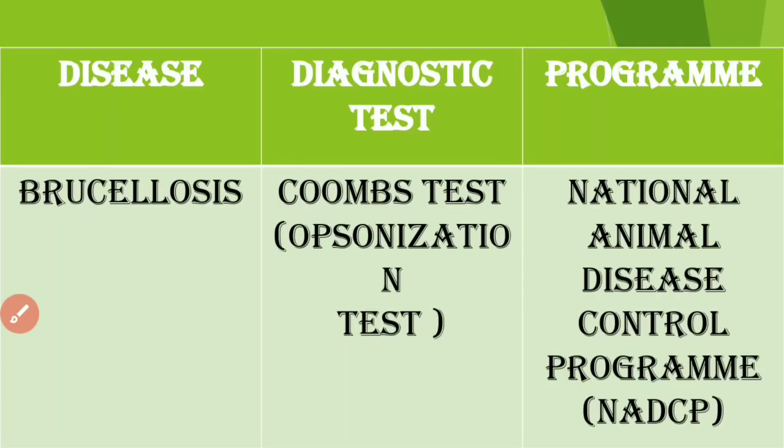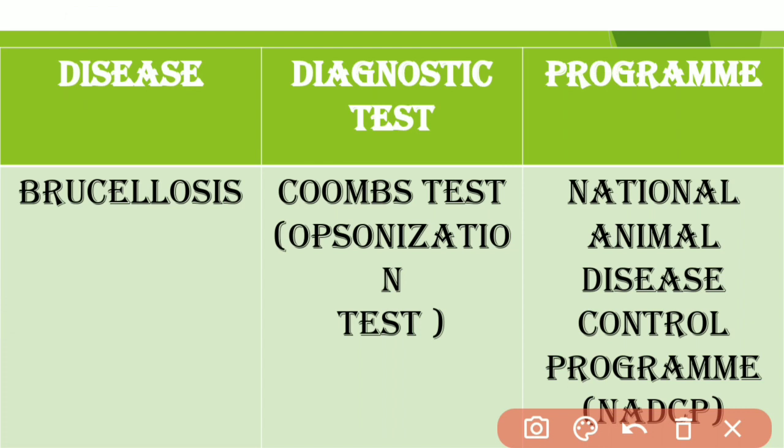So next one is the brucellosis disease, which mainly spreads from animals to people, mostly through unpasteurized dairy products. This is a bacterial infection, and the diagnostic test is the COM test, whose alternative name is the opsonization test. The program which controls brucellosis is the National Animal Disease Control Program, the NADCP.